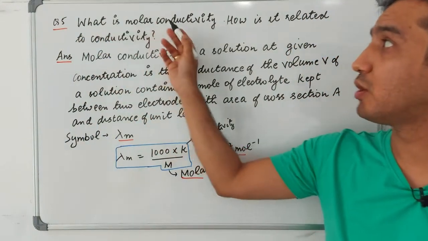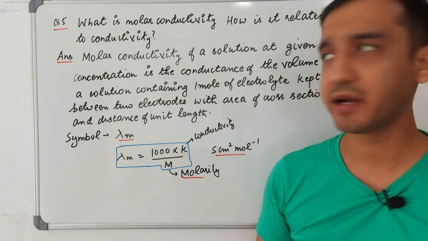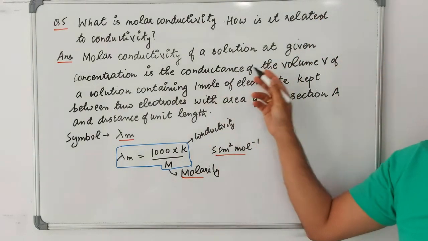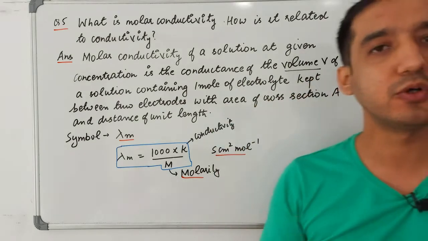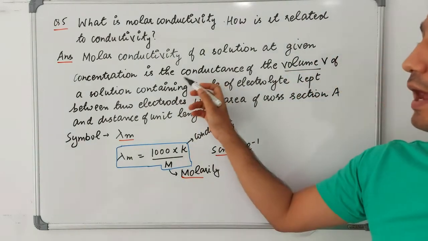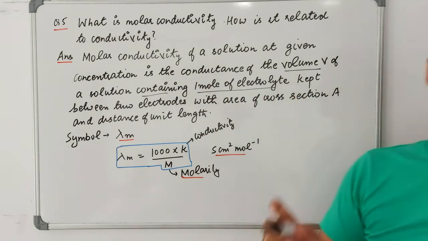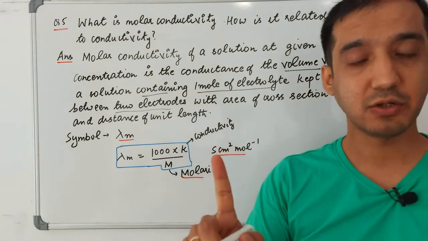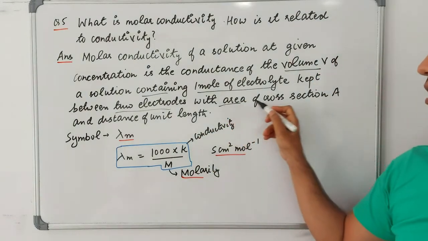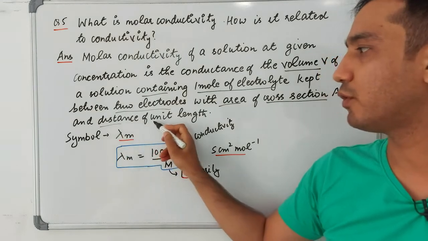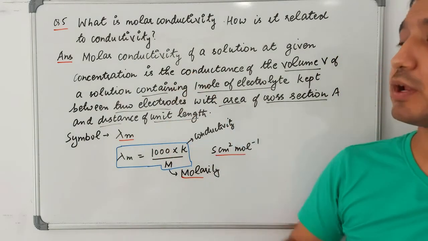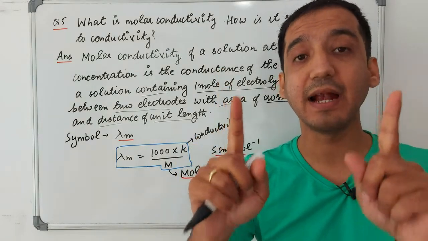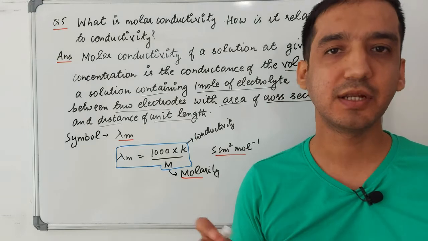Question number 5 is, what is molar conductivity and how is it related to the conductivity? Molar conductivity of a solution at any given concentration is the conductance of volume V of a solution. Suppose you have taken volume V of a solution containing 1 mole of electrolyte, kept between 2 electrodes with area of cross section A and distance of unit length. Okay, so the molar conductivity is nothing but the conductance of a solution where 2 electrodes are present at a unit distance and area of cross section is unit.